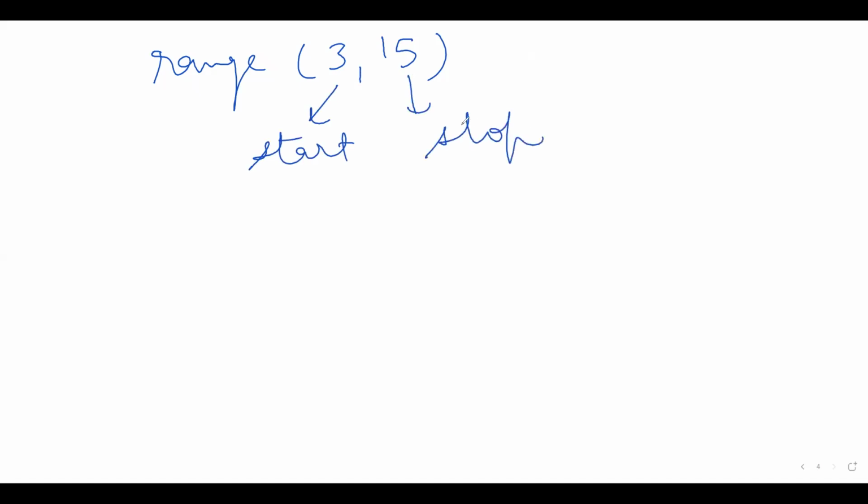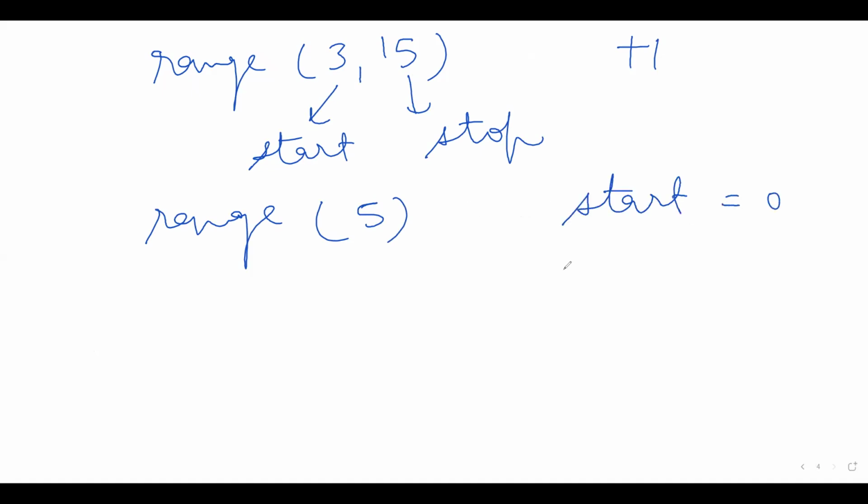So it can be used in different manners. For example, I can write range(3, 15). Only 2 values are given, so the first is your start value and the second is your stop value, and the step by default will be +1. If I am giving range(5), it means I have not given any start value, so by default it will be 0. So here, start will be 0 and stop will be 5 minus 1, that is 4.